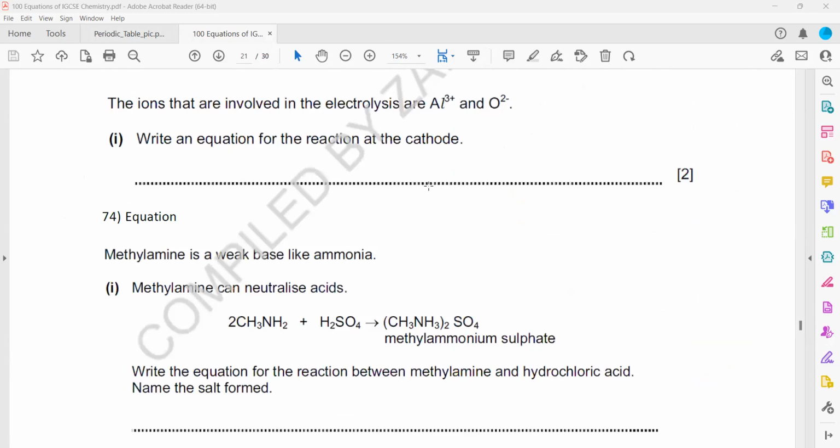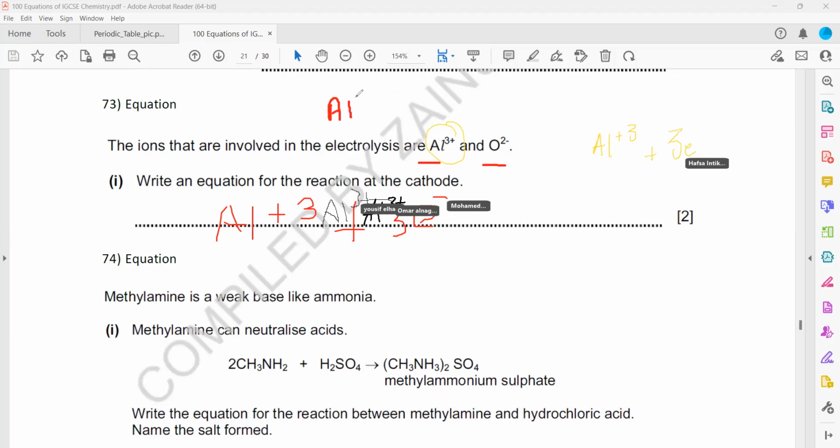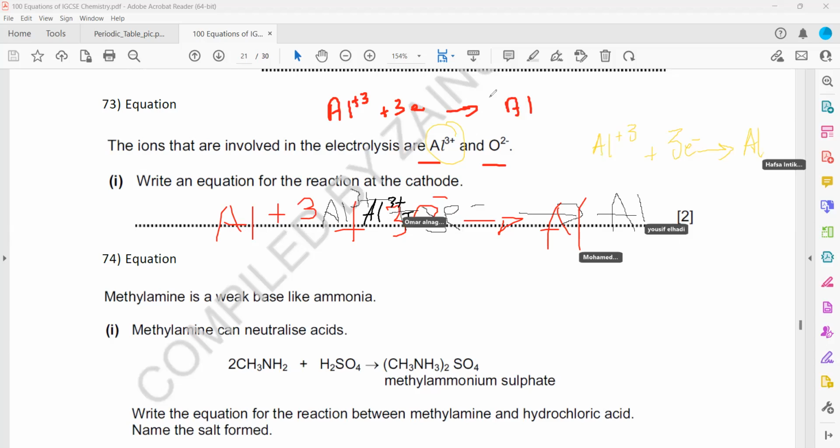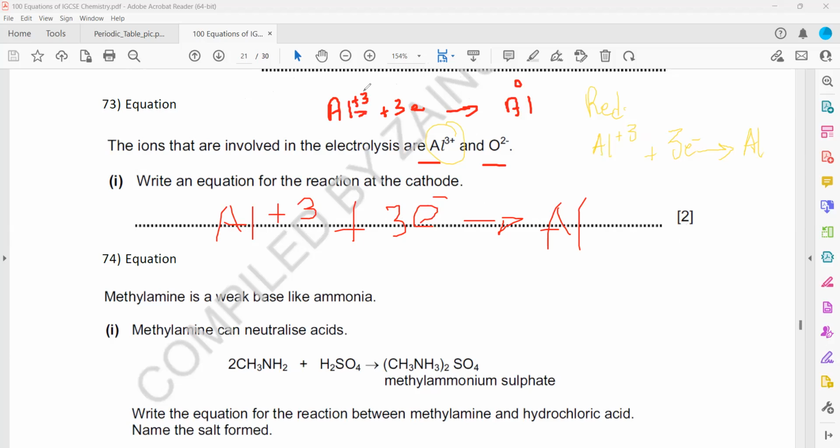Next question. The ions that are involved in electrolysis are aluminum and oxide. Write an equation for the cathode. Which ion will move towards the cathode? Is it aluminum or oxide? Aluminum, because it's a positive ion. When the aluminum ion moves there, it gains 3 electrons and is turned into an aluminum atom. What is this change, oxidation or reduction? Reduction, because it gains electrons. You can identify it because the charge of plus 3 becomes 0. So the charge has reduced, and if the charge is reduced, that is reduction. At the cathode, reduction always happens.